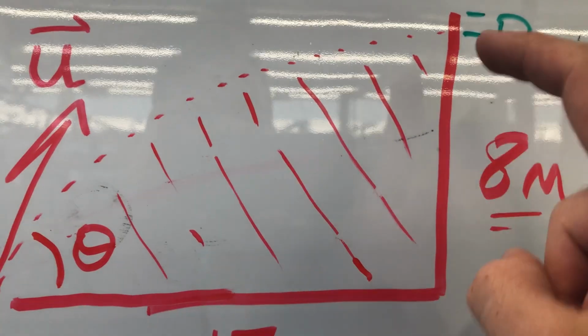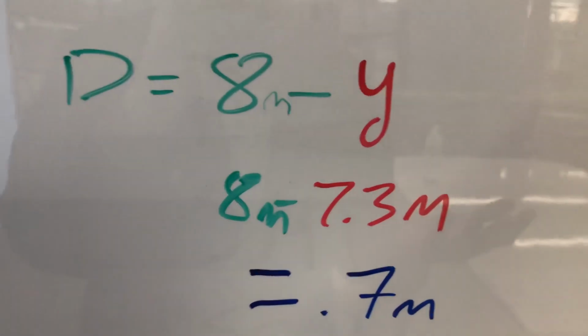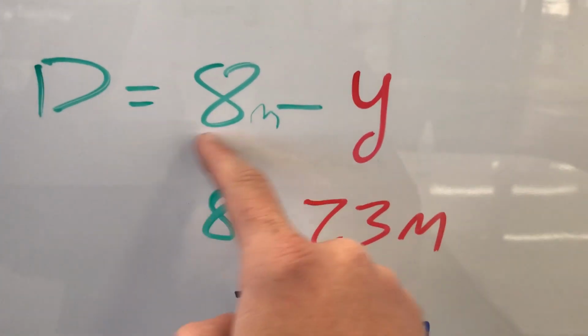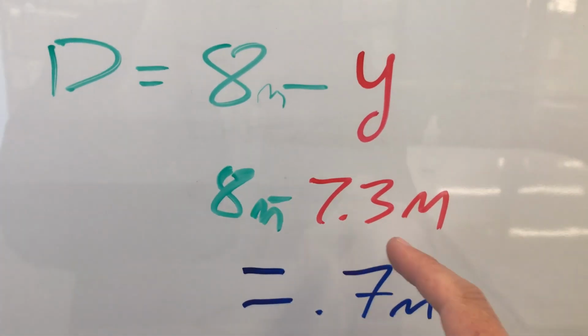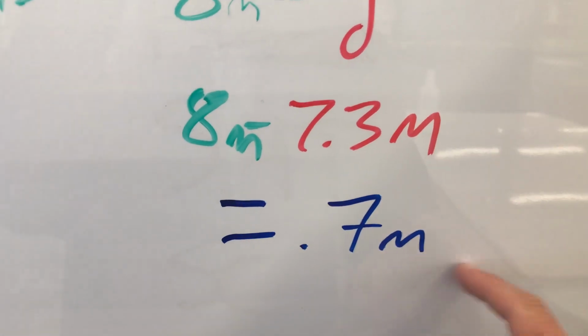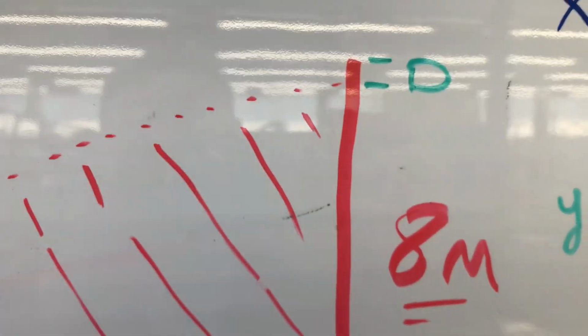7.3 under that displacement. So how far away is it from the knot, right? Our distance is simply 8 meters minus y. Now we know y: 8 minus 7.3. The answer is 0.7 meters away from the knot. This distance is 0.7 meters away from the knot.